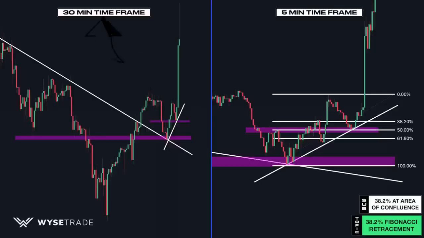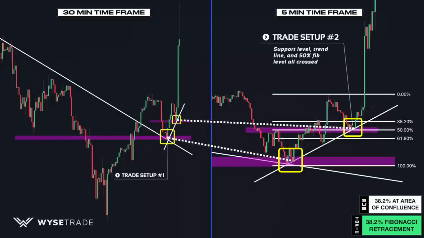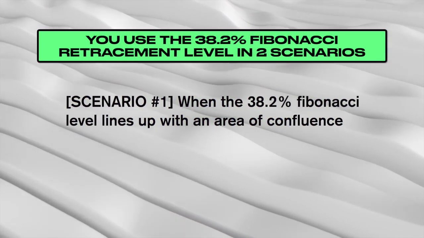On the left is the 30-minute time frame we just looked at, and on the right is the 5-minute time frame. This here, where the trade setup we just identified was, is this same area here on the lower 5-minute time frame. Now, your second entry point was right here, where the support level, trend line, and 50% Fib level all crossed, which presented another long trade setup. Let's now move on to the second scenario for when you would use the 38.2% Fib level.